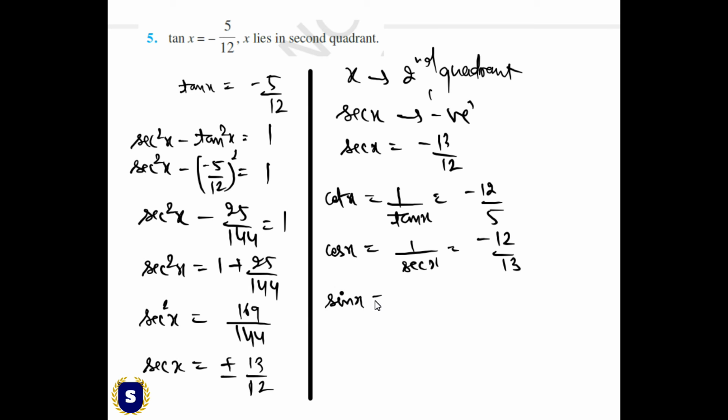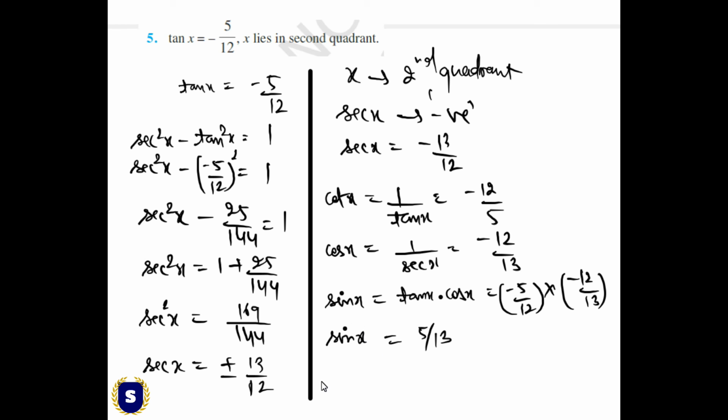Then sin x is equal to tan x multiplied by cos x. So multiplying both the values, I'll get minus 5 by 12 into cos x, which is minus 12 by 13. So I'll get the value 5 by 13 here, and the reciprocal of it, cosec x is equal to 1 by sin x, which is equal to 13 by 5. So all the 5 questions were of the same type but with different values. So you can practice them all.